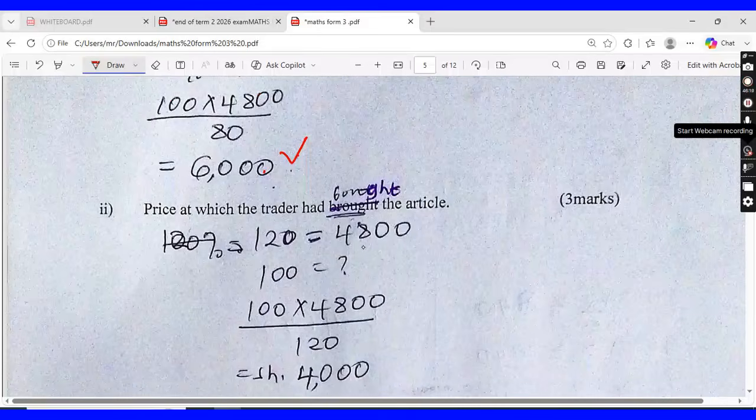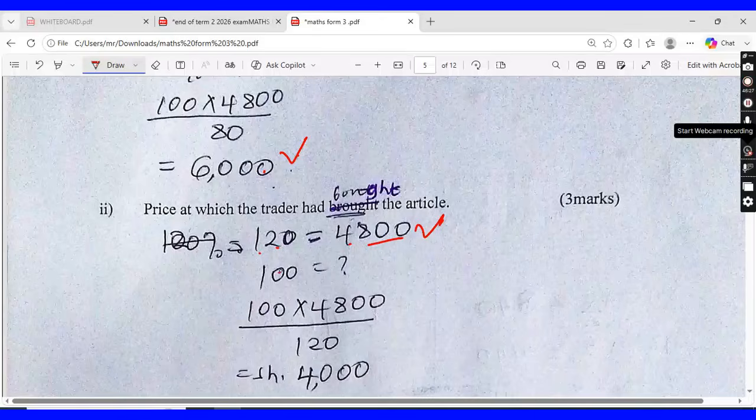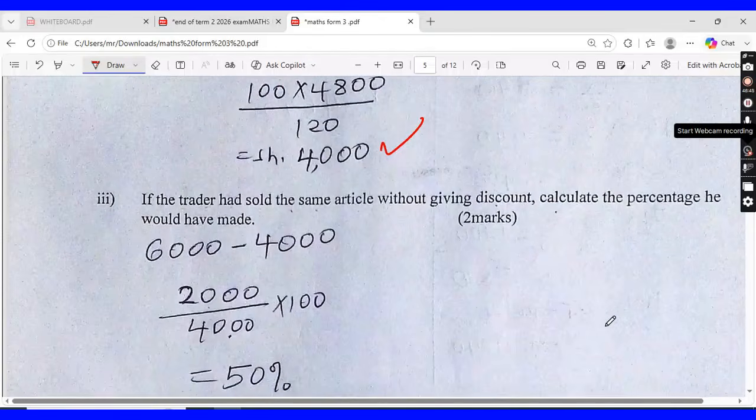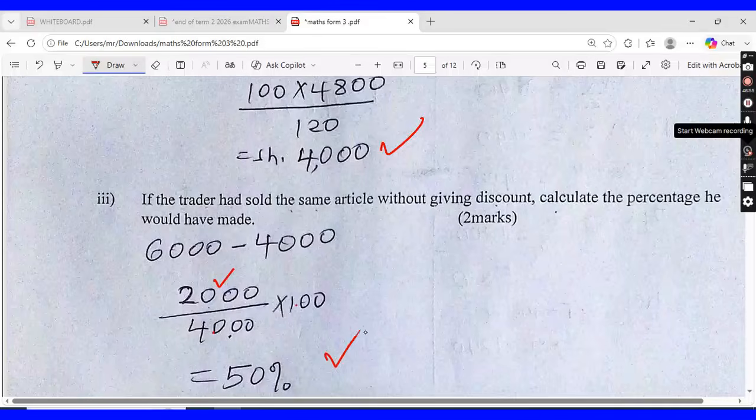Kwa hivyo wakati aliuza 4,800 alimake profit ya 20. So 120 is equal to this amount. So 100 yenye alinunua nayo ilikuwa ngapi? So hiyo kitu ilinunuliwa na 4,000. Yeye alinunua na 4,000. If the trader had sold the item without giving a discount, inamaanisha angeuza 6,000 na alinunua 4,000. So angepata profit ya 2,000. So what was the discount profit? Angepata ngapi? Ni discount ni profit divided by the buying price times 100. You get that one.